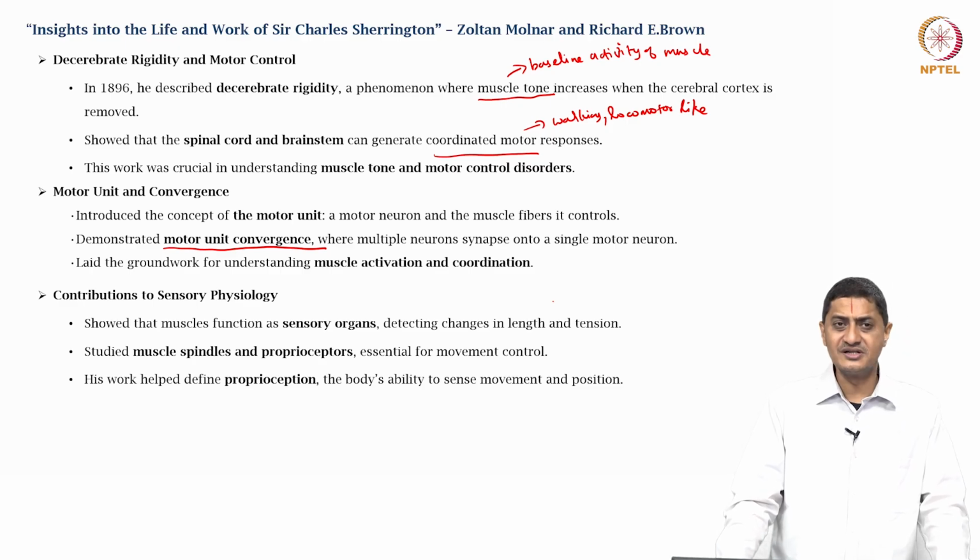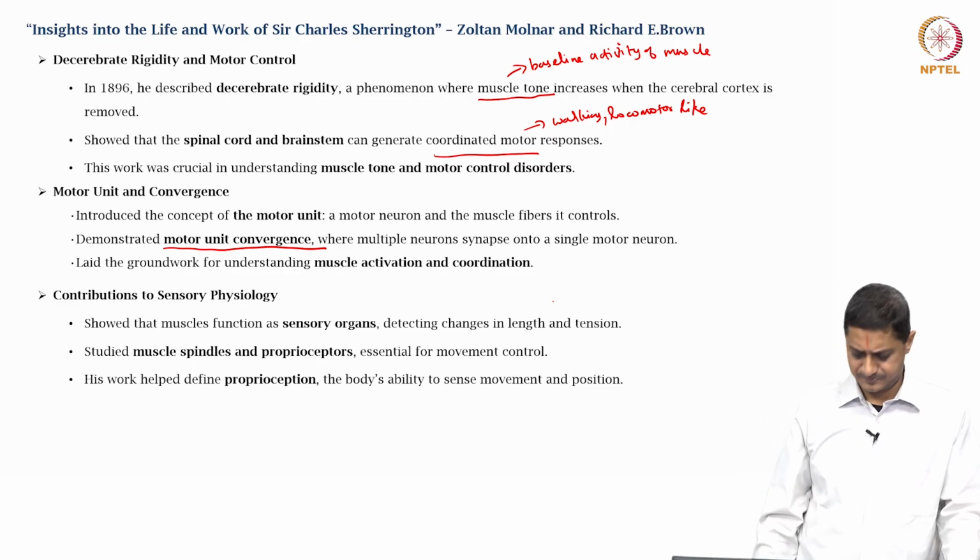And he studied muscle spindles and proprioceptors, which are essential for motor control, and his work essentially defined the concept of proprioception, which is the body sense, the ability of the body to know where the limbs are, for example.